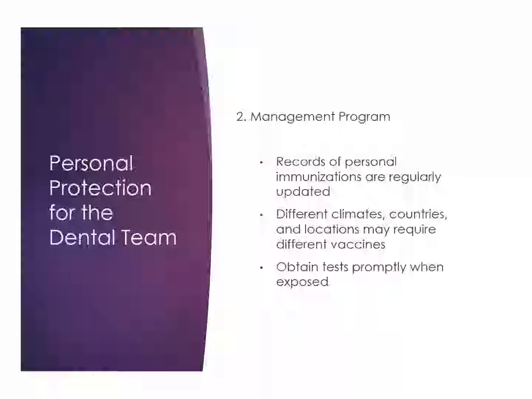All right, so management program, records of personal immunization are regularly updated. So your office will have a person designated to keep track of everybody's files, and they're going to have a file on your immunizations, and it will be updated at least annually, because when you get your influenza vaccination, it should be updated, right? And then different climates, countries, and locations are going to require different vaccines, so just be aware of that. And obtain the test promptly when you're exposed.